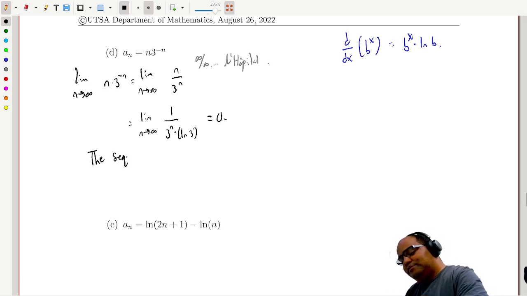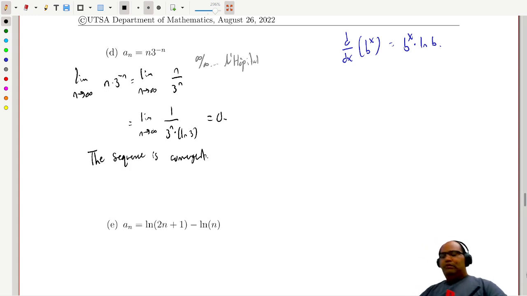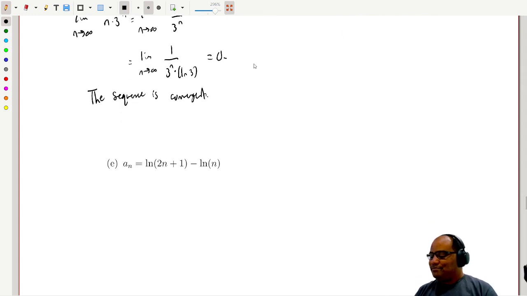The sequence is convergent. Remember, we need the limit to exist and be a finite number in order to say that the sequence is convergent. It doesn't have to be 0. It could be something like 2 or -1 or pi squared over 6. So long as the limit exists, then we can say it's convergent.